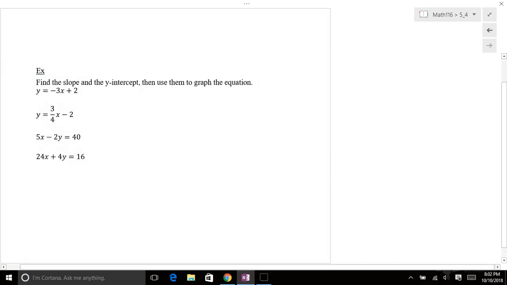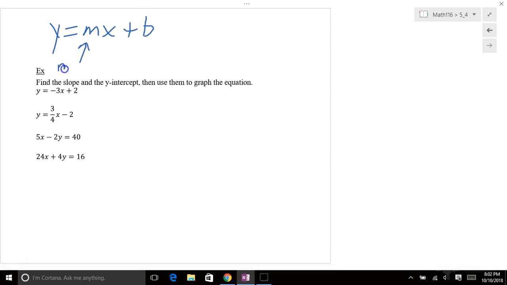Alright, now let's find the slope and the y-intercept and use them to graph the equation here. So when you're graphing using the slope and the y-intercept, you're using slope-intercept form. So that's mx plus b. m stands for slope, and b is your y-intercept. Now remember, the y-intercept is whenever the x is 0. So if x is 0, it clears out that m. That's why the y-intercept is that b number right there.